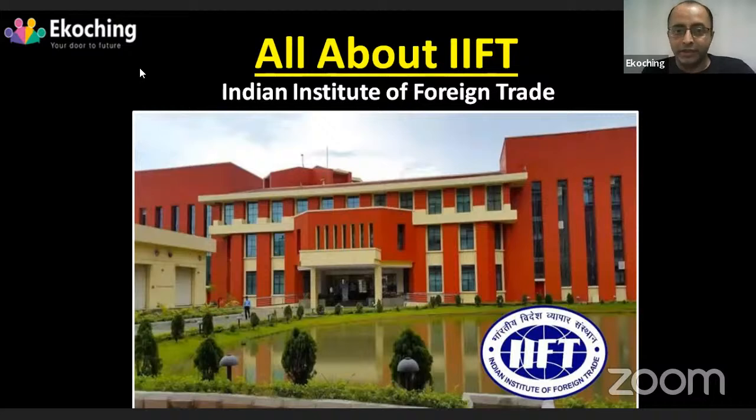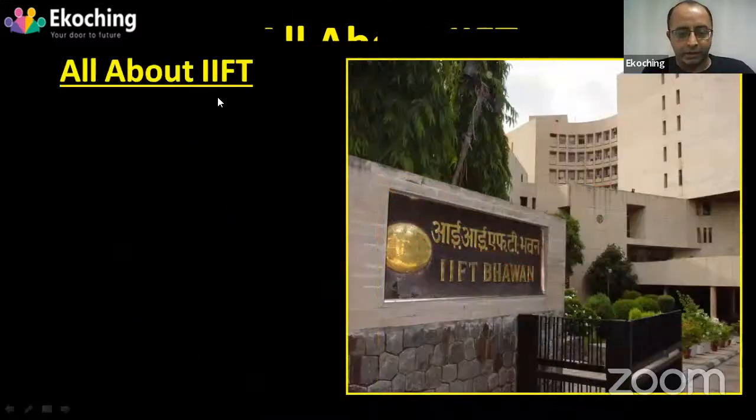So in today's session, we are going to discuss all about IIFT because काफी स्टूडेंट्स पूछते हैं सर ये कॉलेज में क्या होगा, प्लेसमेंट क्या होगा, फीस स्ट्रक्चर क्या होती है, what all syllabus we learn here. So today we will discuss in detail all about IIFT. So let's start with the introduction part.